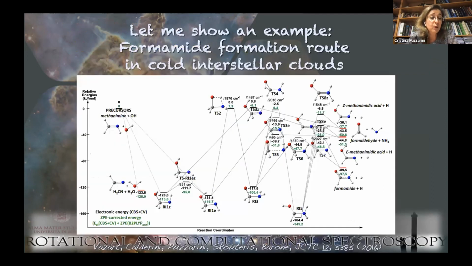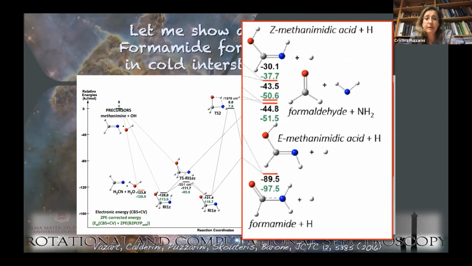But if we go back to formamide, well, this is the complete path, a very complicated path, published 5 years ago. And the interesting outcome is that in addition to formamide, also the E and the methylaminic acid are produced. For this reason, we accurately characterize these species from a spectroscopic point of view. And we are thinking how to produce them.